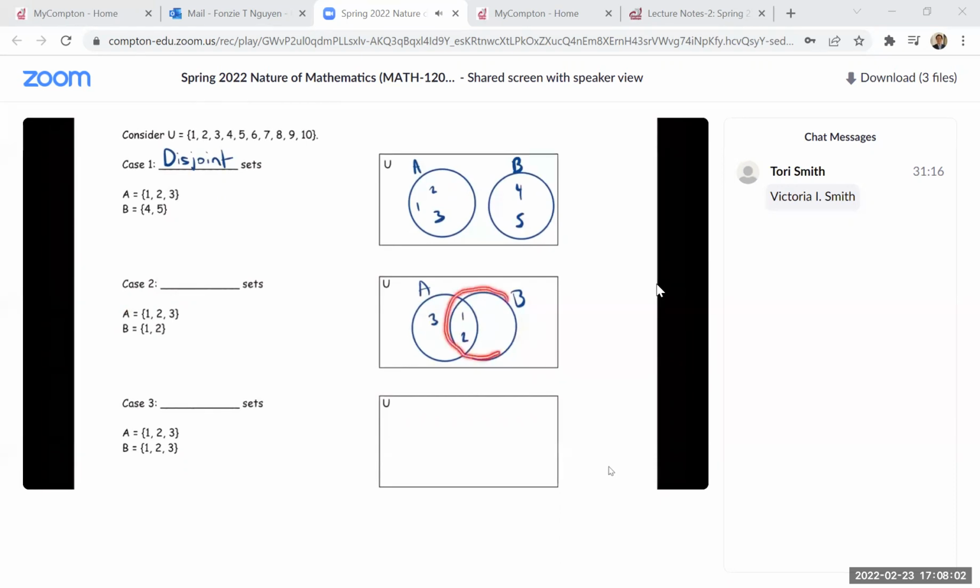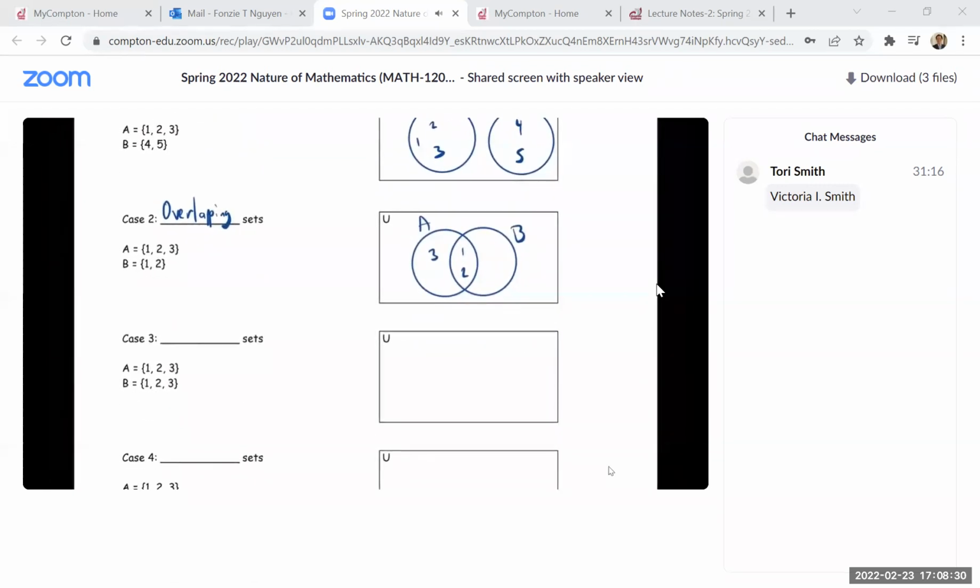Set B has 1 and 2 in it. And set A has 1, 2, and 3, but only the 1 and the 2 are shared with both sets. So it has to be in the overlap region. So that's called overlapping sets, you could call them.